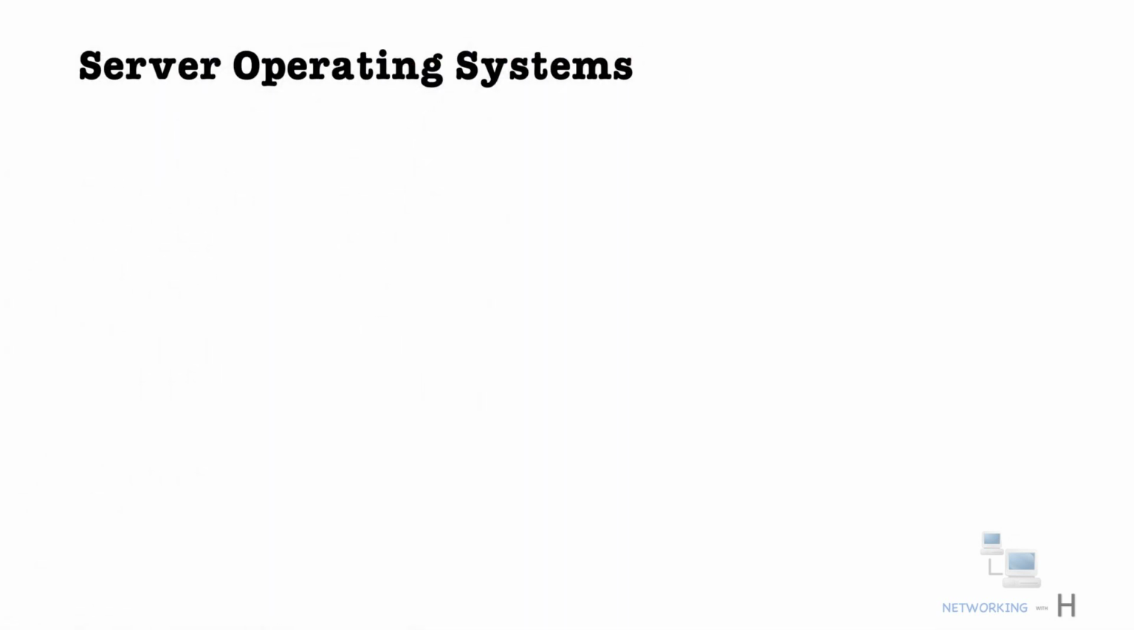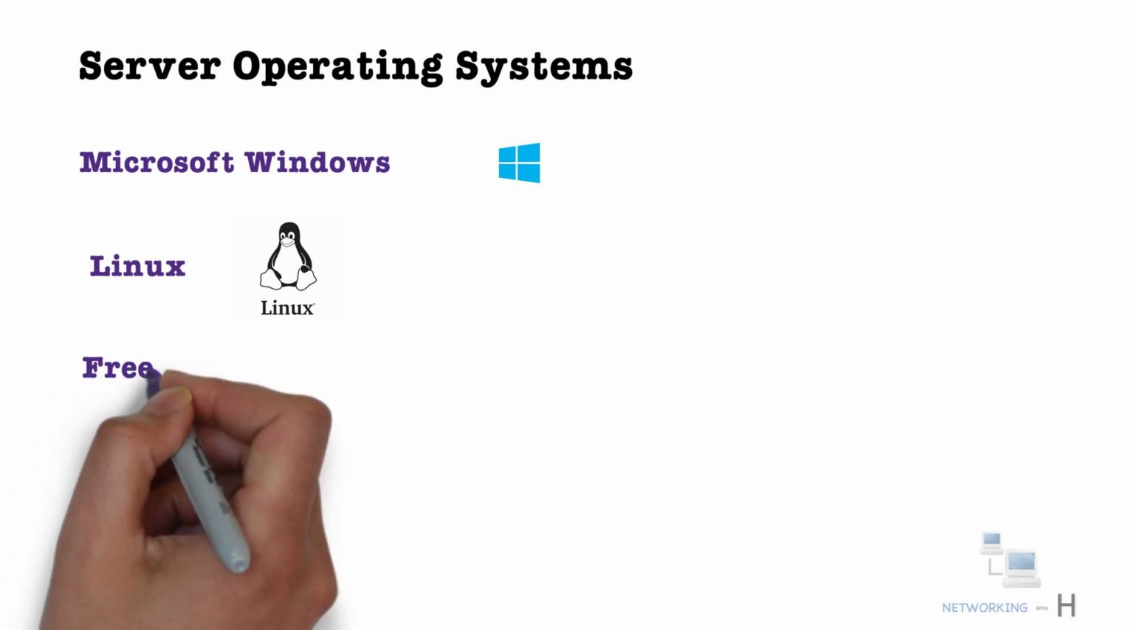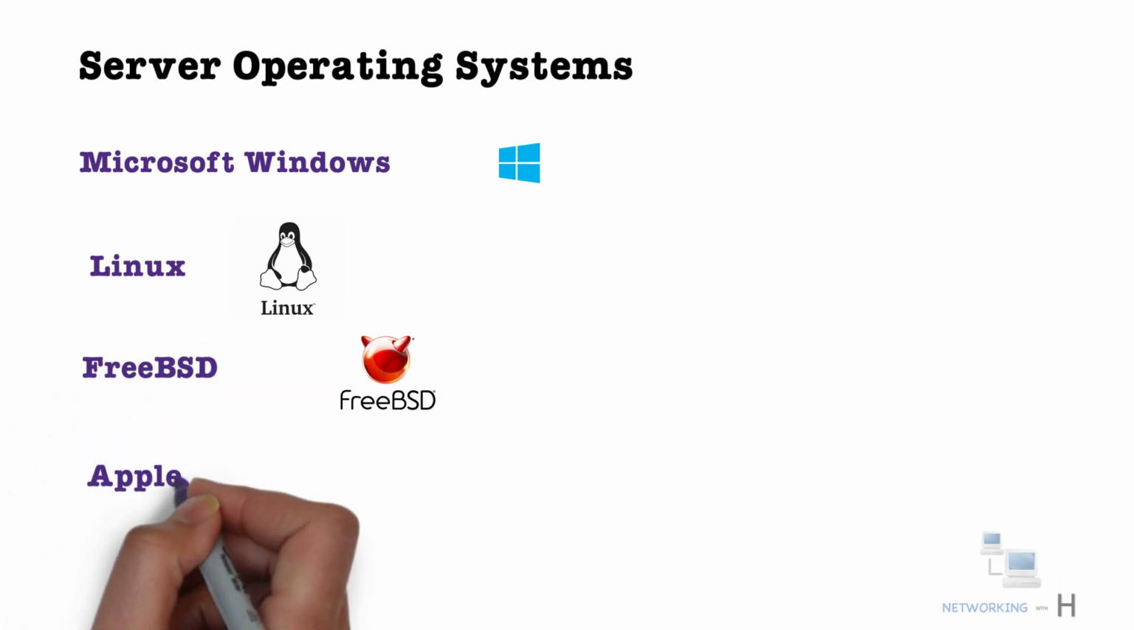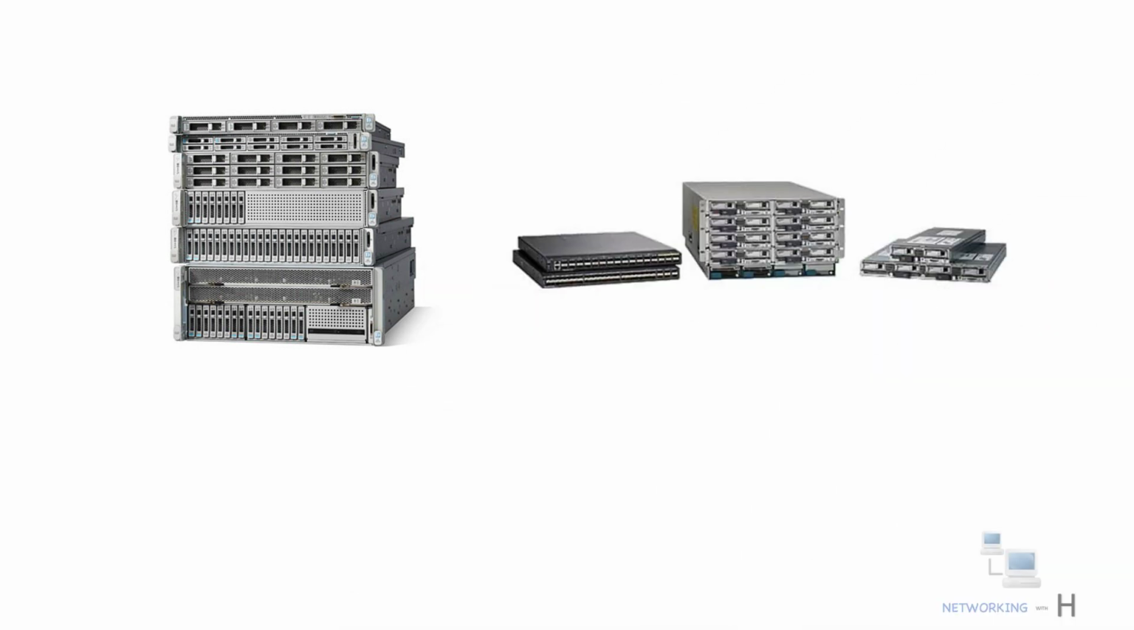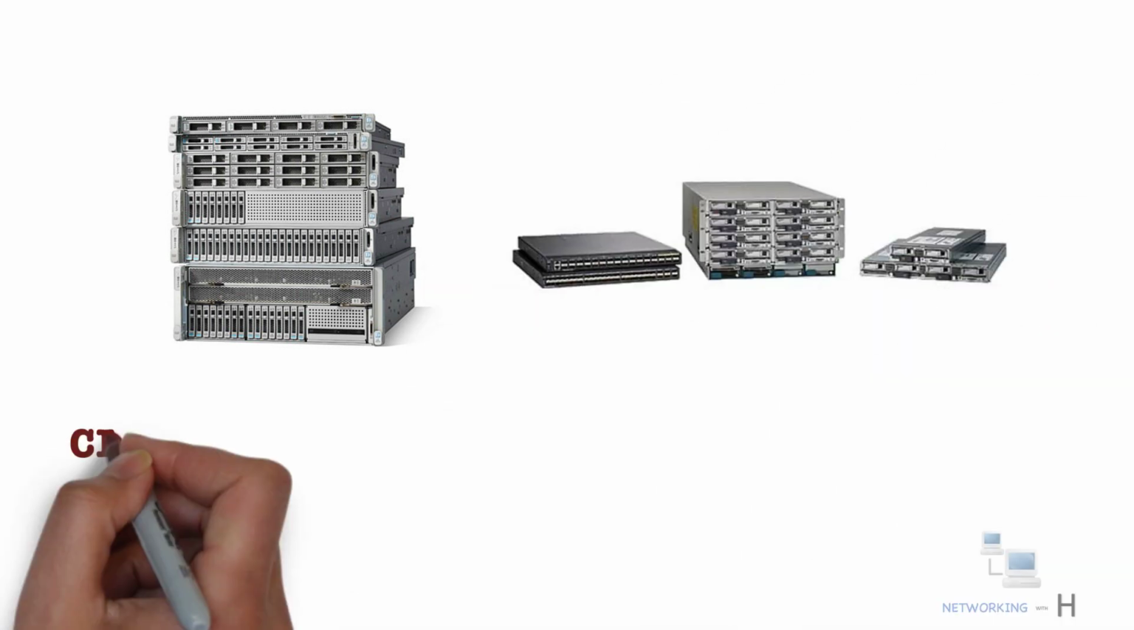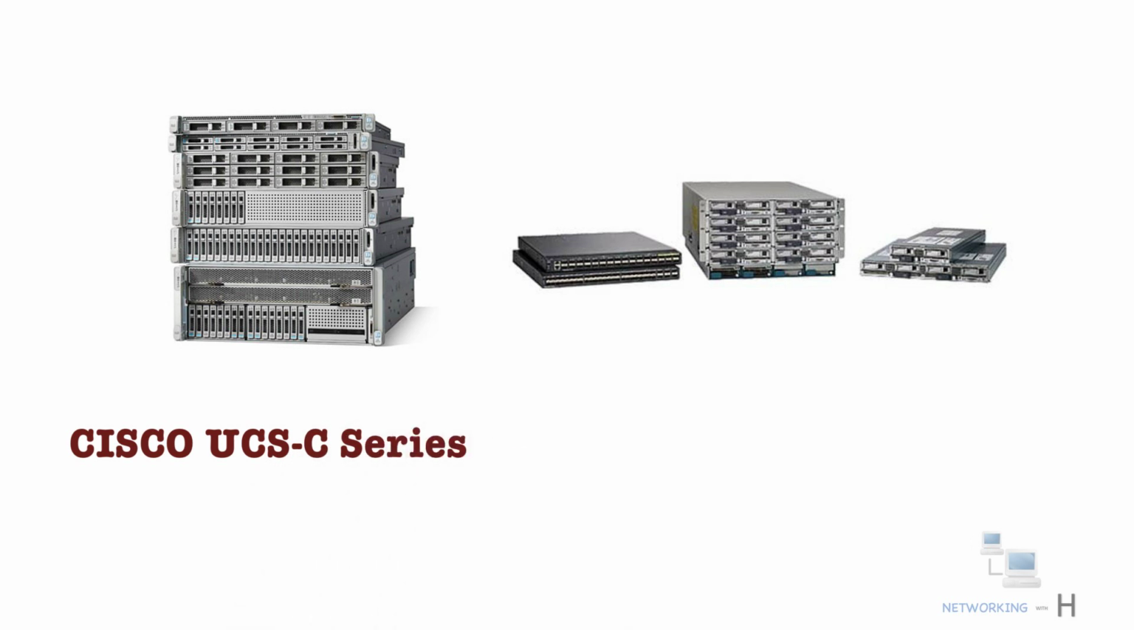A server can host different types of operating systems such as Microsoft Windows, Linux, FreeBSD, Apple Mac OS, and Android. Cisco offers two different types of servers: Cisco UCS C series servers and Cisco UCS B series servers.